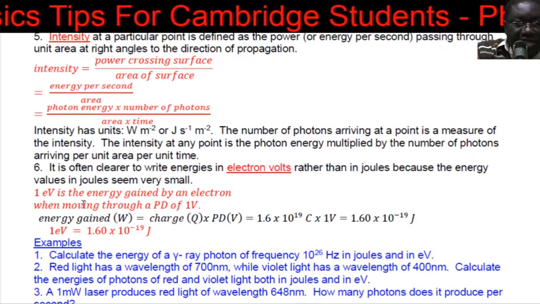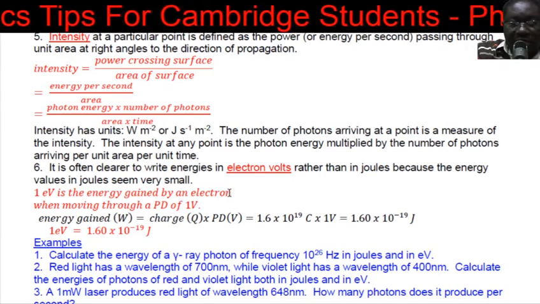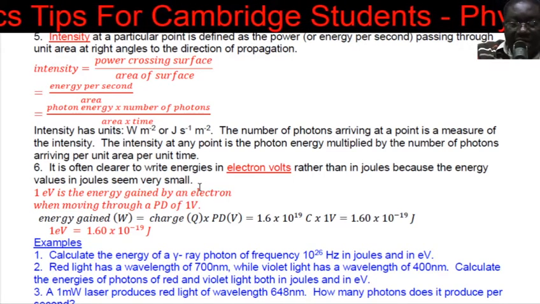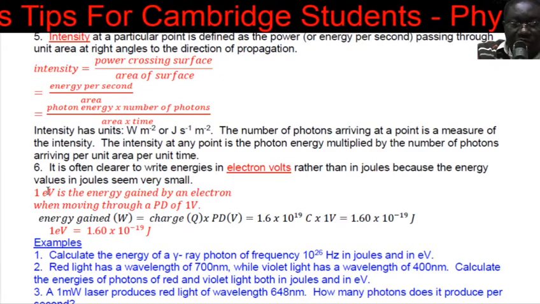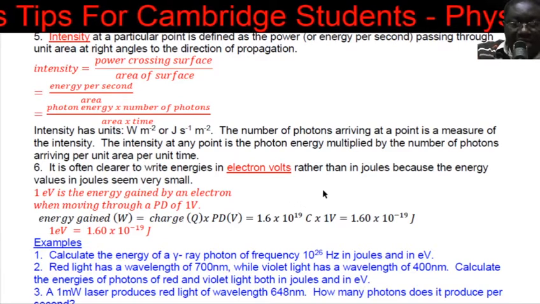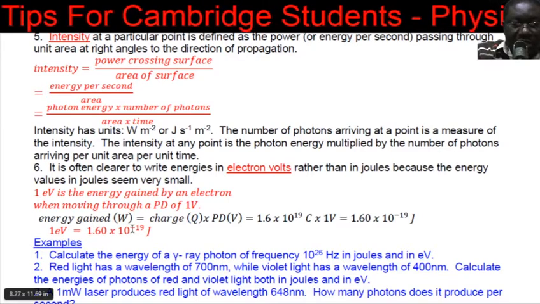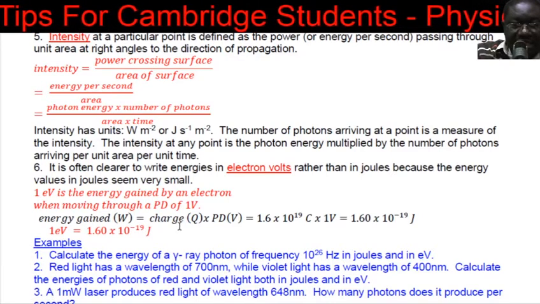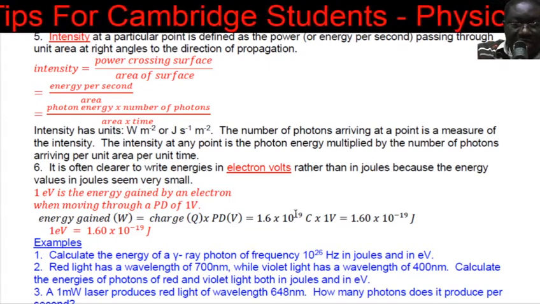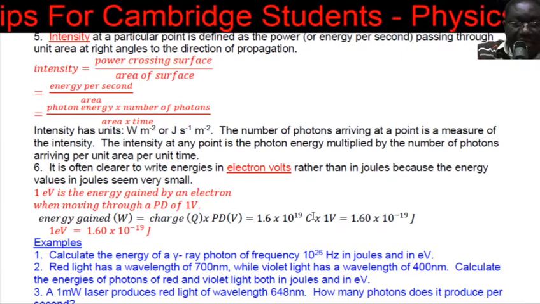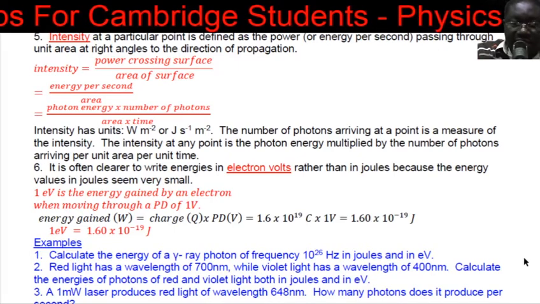So 1 eV is the energy gained by an electron when moving through a PD of 1 volt. Remember, whenever we have a charged particle being accelerated by an electric field, we use QV as our formula. So QV will be equal to the kinetic energy that it is given. So in this case, 1 eV is equal to 1.60 × 10^-19 joules, because the charge is 1.60 × 10^-19 coulombs, and the PD is 1. That gives you that energy there.